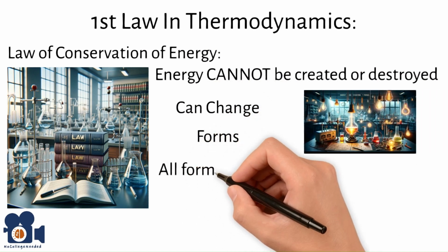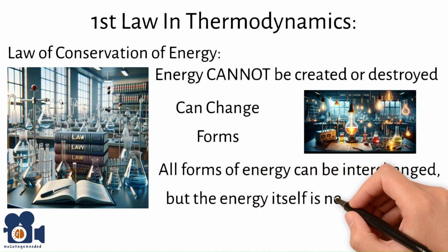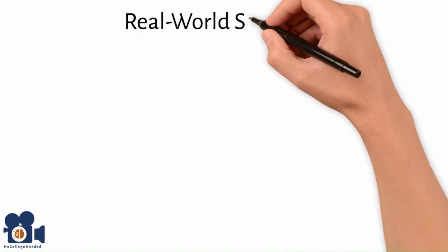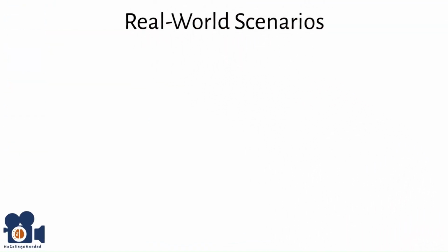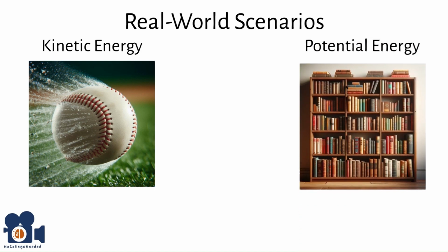Therefore, all the forms of energy we learned about in Unit 5.1 can be interchanged, but the energy itself is never destroyed. Now let's see how this law plays out in real-world scenarios. Remember, energy exists in two main forms: kinetic energy associated with motion and potential energy associated with position.